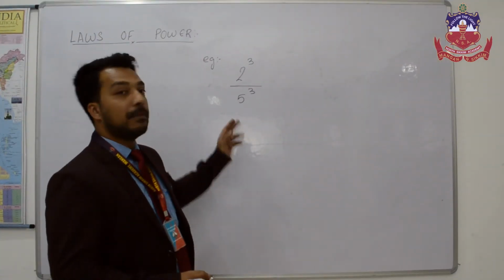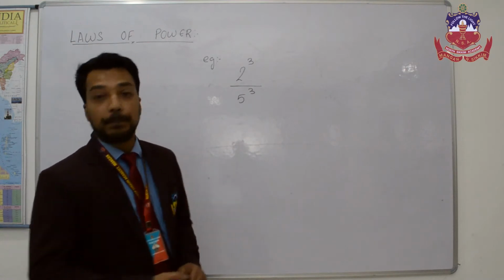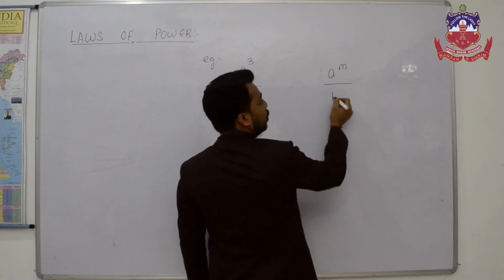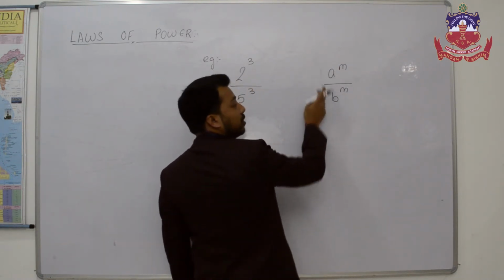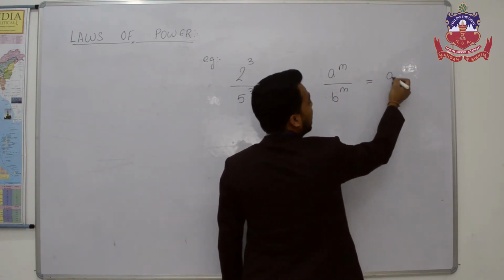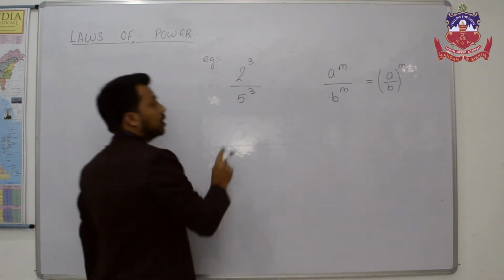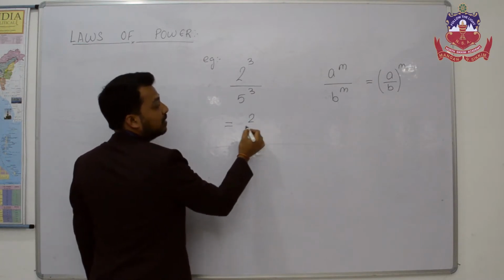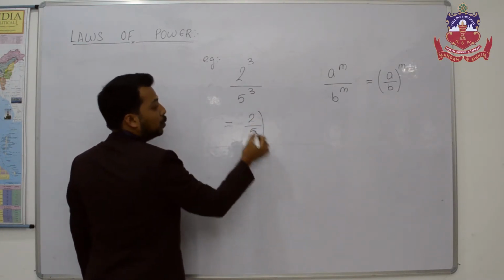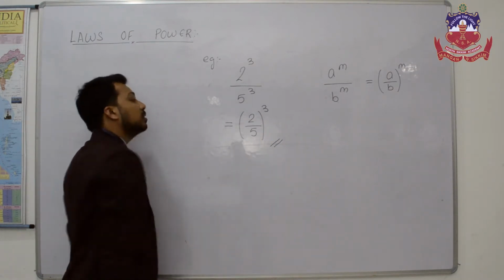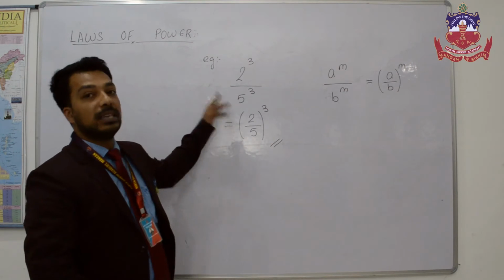The next example can be solved by using the fourth law, which is a to the power m divided by b to the power m, where the base is different but the power is the same. According to this law, it can be written as a by b, and the power is taken as common. So using this fourth law, we get the answer 2 divided by 5, and the power which is the same can be taken as common. So this is the simplified form of the example.